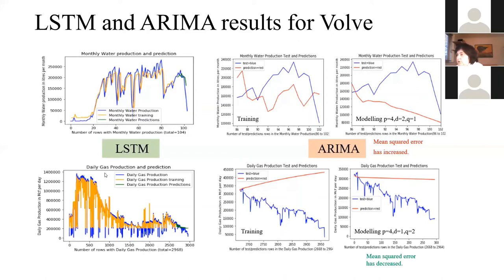For the daily gas production and prediction, you can see the last part of the 10% of the data. After the training, this is the real data, and the predictions are not following the real data at all. Once I have modeled ARIMA with P4D1Q2, the mean squared error has decreased. Unfortunately, it doesn't follow the real data, like here.